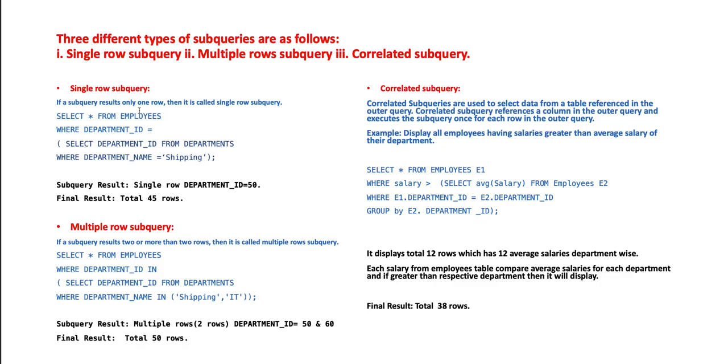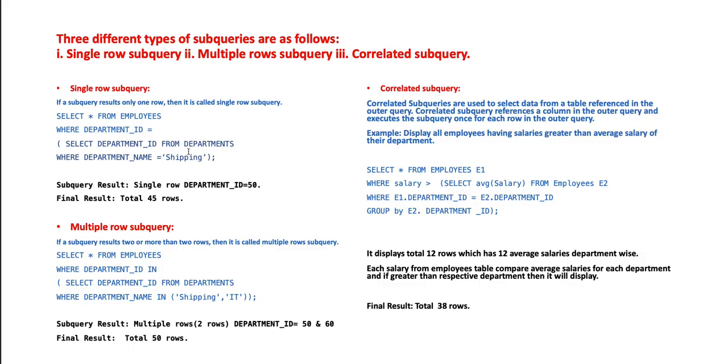If a subquery results only one row, then it is called single row subquery. That means the subquery part results only one row, then this type of subquery is called single row subquery. In this example, we select all fields from employees table where department ID is a certain value. This value can be obtained by using a subquery, that is select department ID from departments where department name is shipping.